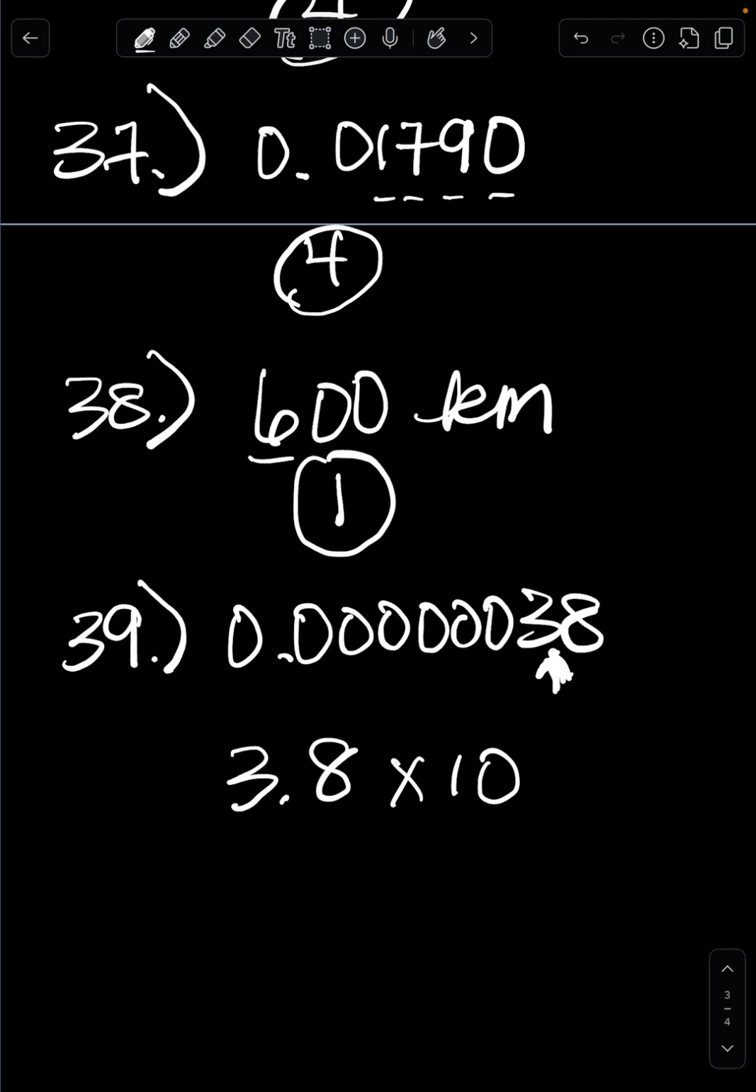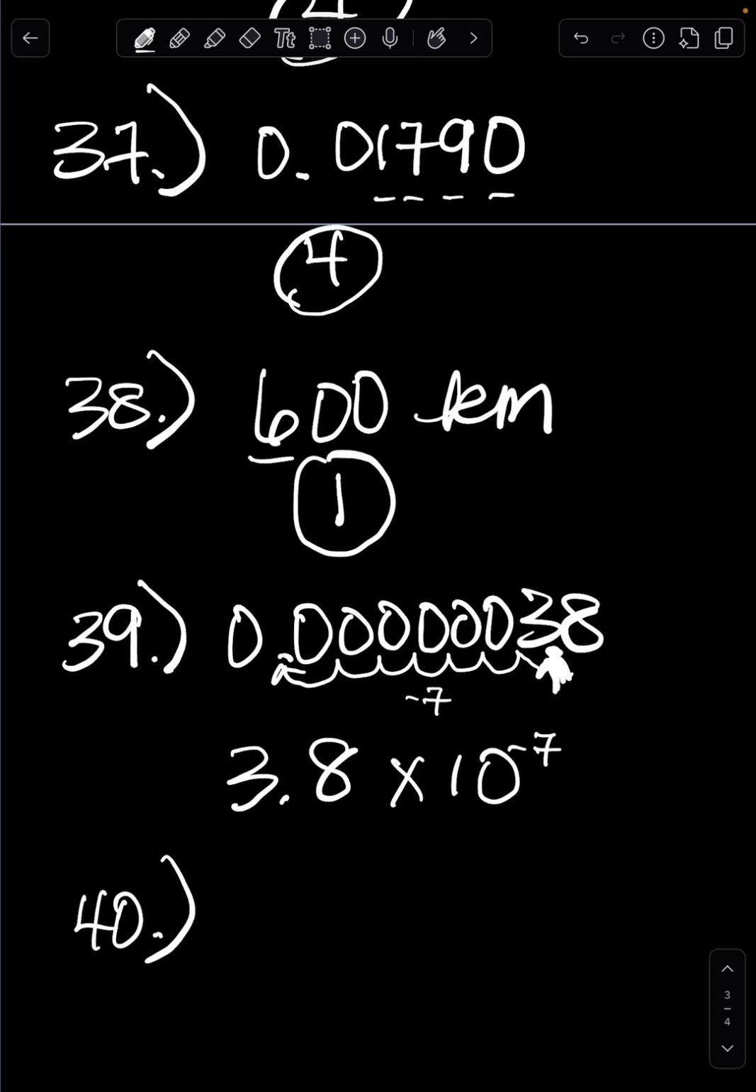So if I'm putting my decimal in here, I'm going to count how many hops it would take me to get over to where it originally was. 1, 2, 3, 4, 5, 6, 7. So I'm going 7 hops to the left, which is how I know it's a negative 7.